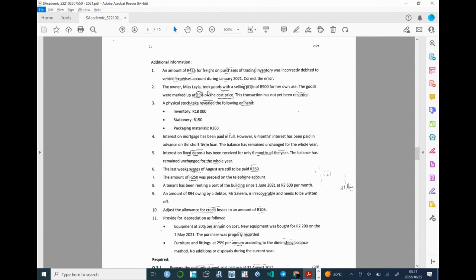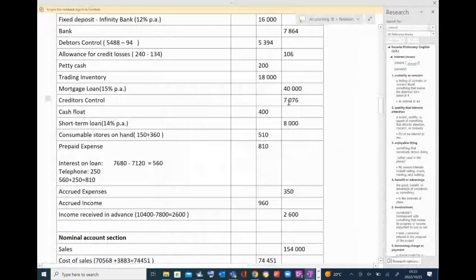Next one, the owner, Miss Layla, took goods with a selling price of 900 for her own use. So this is obviously drawings. The goods were marked up at 25% on cost price. This transaction has not been recorded yet. So in other words, we need to record drawings. And remember, this is drawings of trading inventory. So trading inventory is decreasing, yes, and drawings, okay, is increasing, yes, okay. Now if we're in the general ledger, we'd be debiting drawings and so forth. But here we're in the post closing trial balance. So what are we going to do? We're just going to be adding and subtracting.